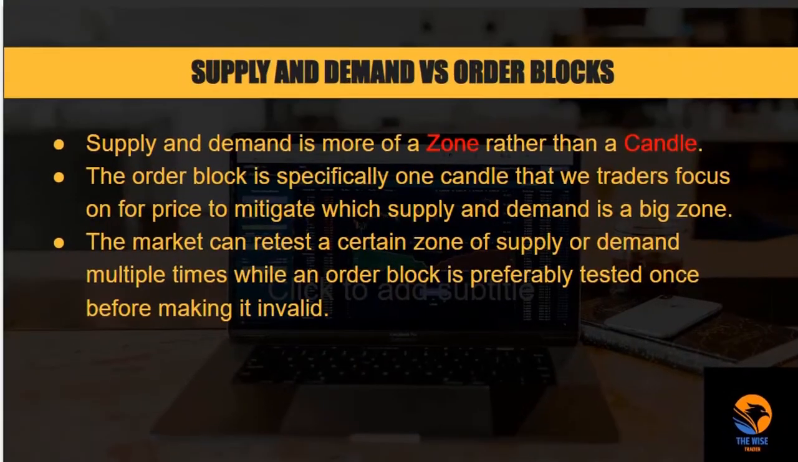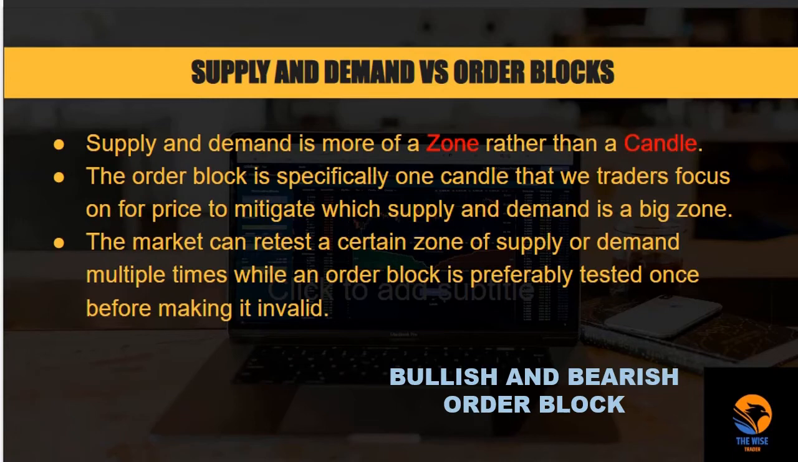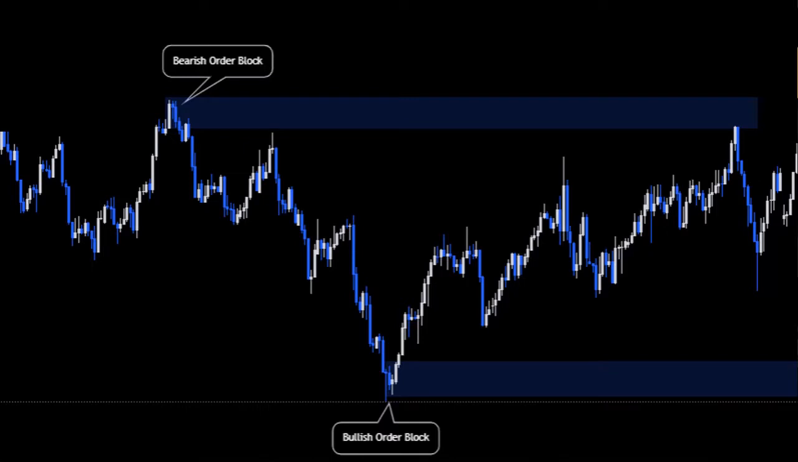So, supply and demand versus order blocks. What are order blocks? Order blocks are candles. There are two types of order block: bullish and bearish order block. A bullish order block is the last bearish candle before the move up, and a bearish order block is the last bullish candle before the move down.